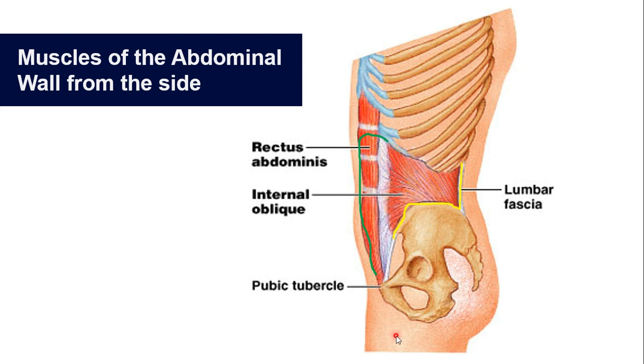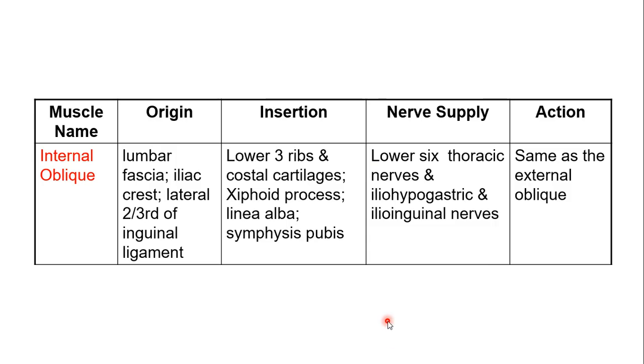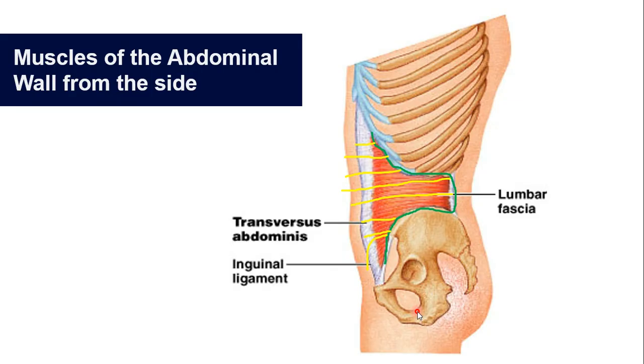So we have here another table for the internal oblique. They are supplied by the same nerves that supply your external oblique muscle. Next, for the action, they also have the same action as the external oblique. Next, we have here the transversus abdominis.